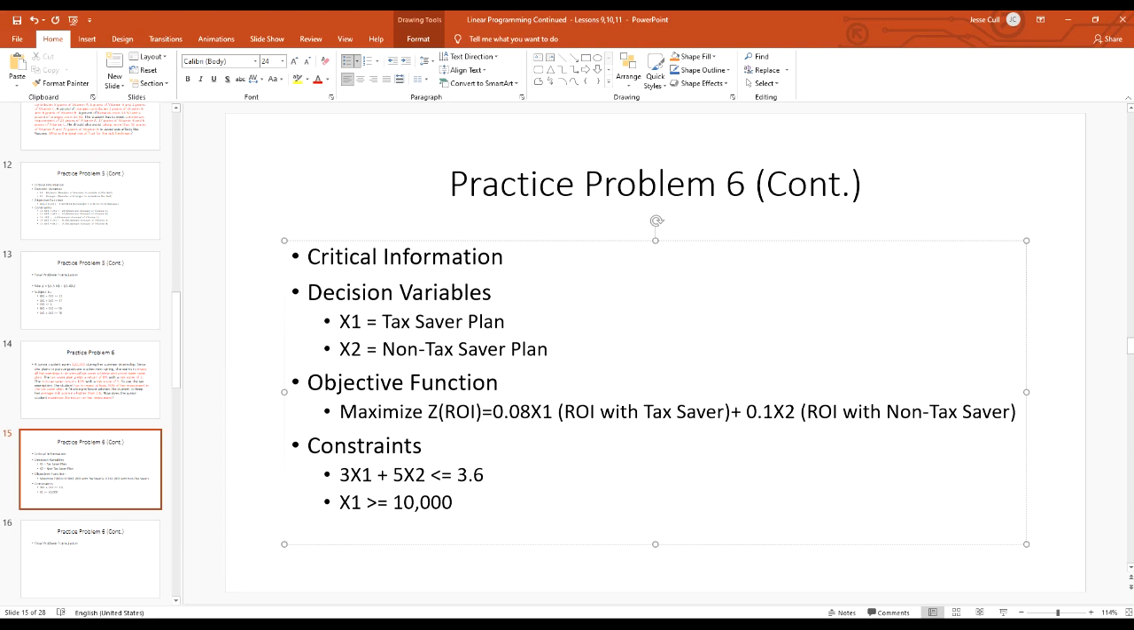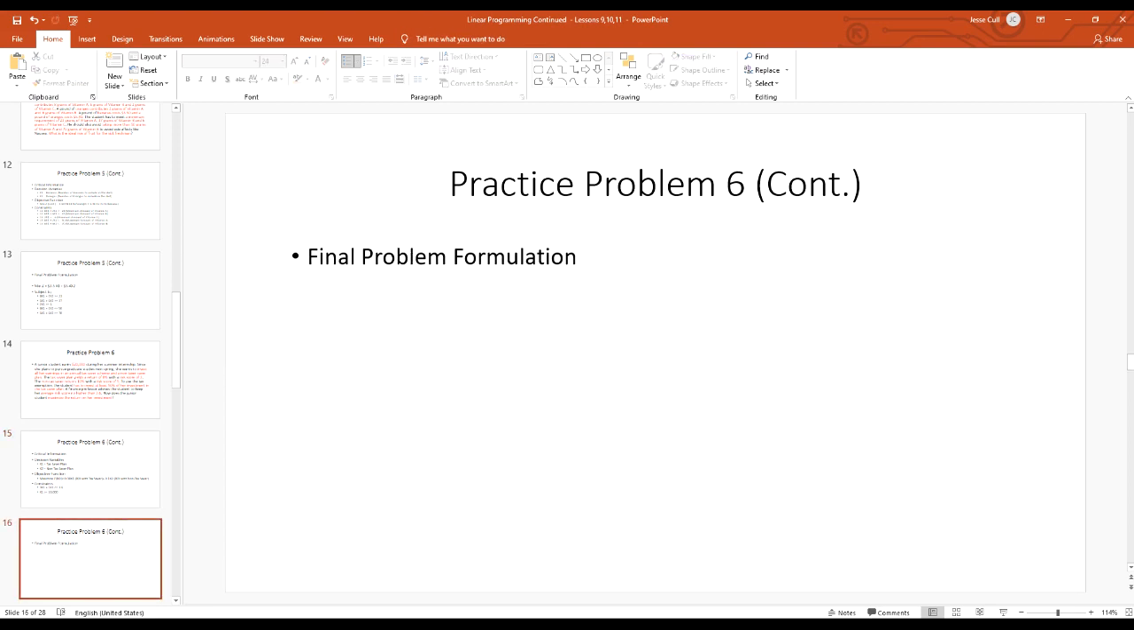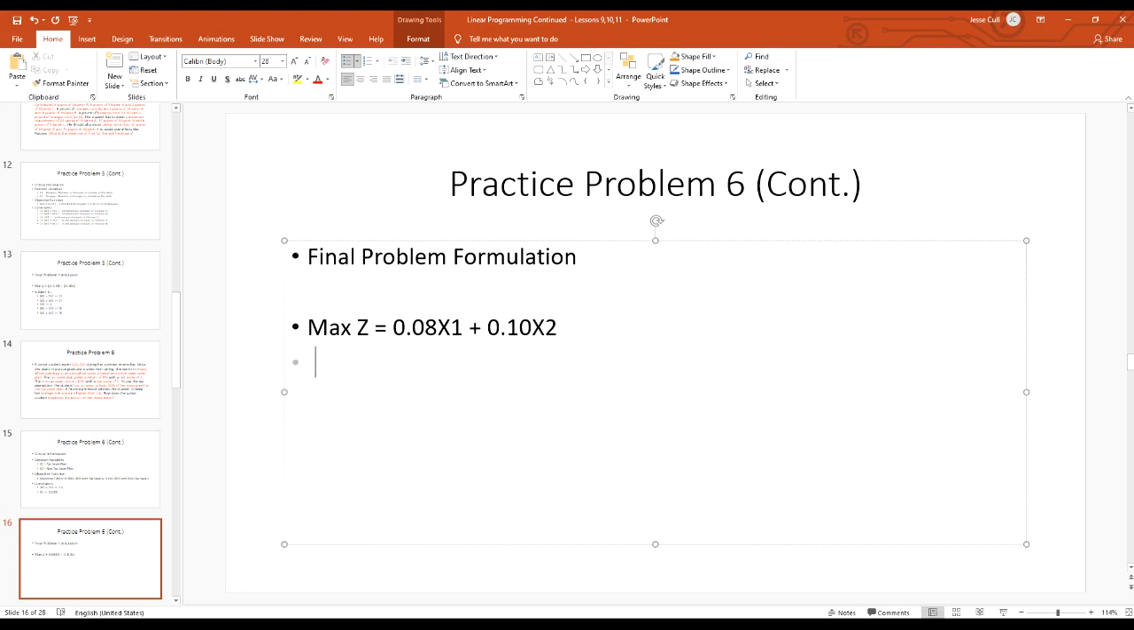Our final step for question number 1 is writing all of this information in our final universal problem formulation format. So maximize z is equal to 0.08 x1 plus 0.10 x2, subject to our first constraint, 3x1 plus 5x2 must be less than or equal to 3.6. And our second constraint, x1 must be greater than or equal to 10,000. We don't even need the zero or the comma.